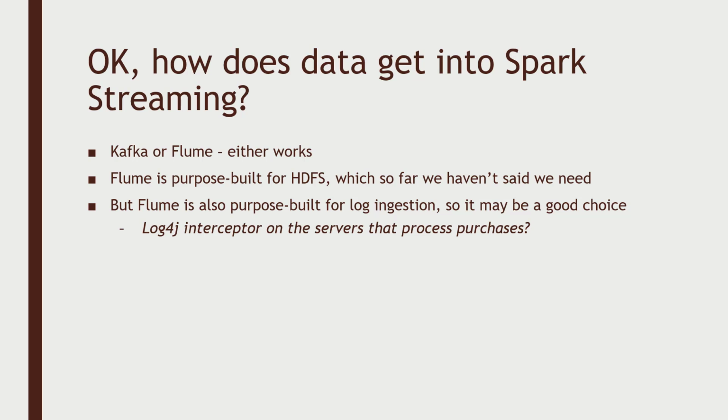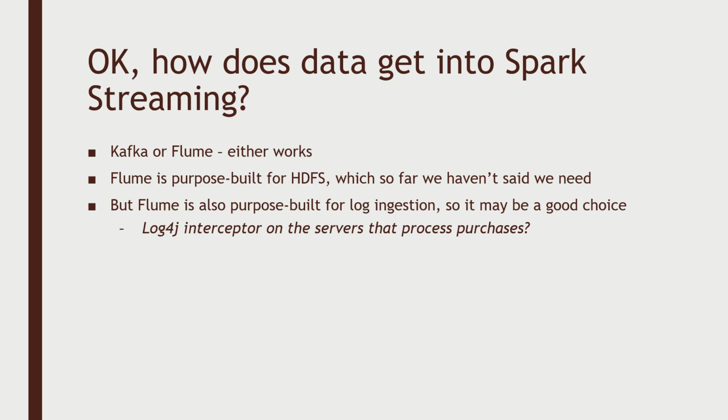So how does data get into Spark Streaming? Well, you need some sort of a streaming solution to get sales data in as it comes in. So either Kafka or Flume could work just fine. If you were building something explicitly on top of HDFS, you might lean toward Flume since it's purpose-built for HDFS, but so far we haven't really mentioned a requirement for HDFS or even Hadoop at all. Spark can run on a standalone server or it can run on Mesos or something else. And Cassandra has its own little world as well where it stores things on its own. So nothing really pushing us toward Flume here.